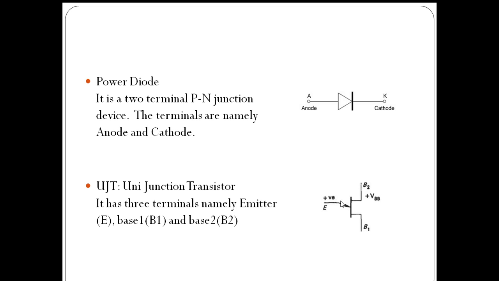The UJT, unijunction transistor. The symbolic representation of UJT will be like this. So it will be having terminals emitter, base 1, base 2. And we are applying the positive voltage at the base, so VBB, and this emitter voltage is positive. Unijunction transistor has three terminals, namely emitter, base 1, and base 2.